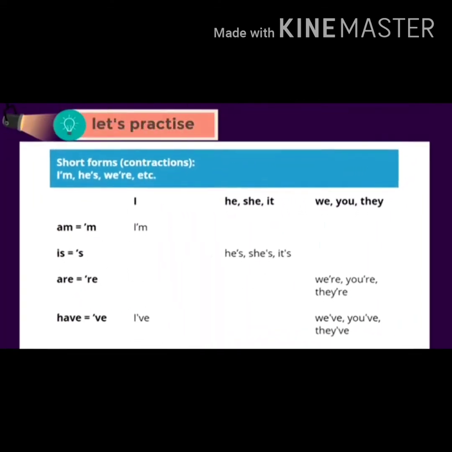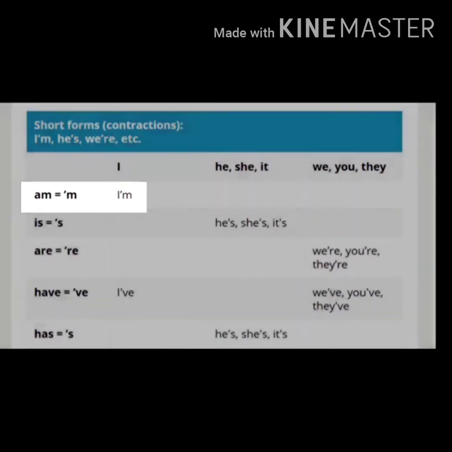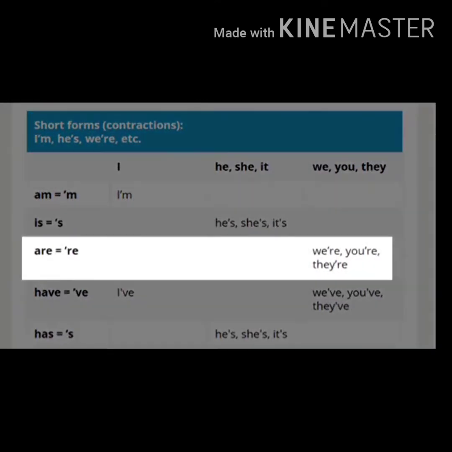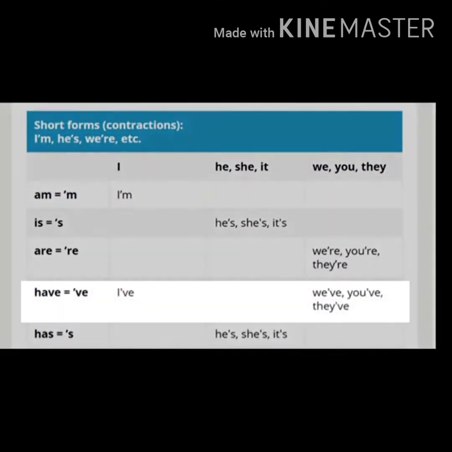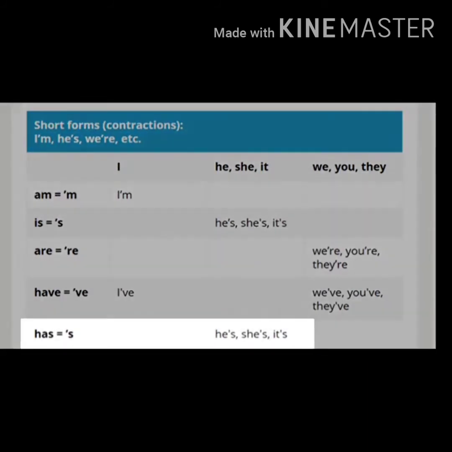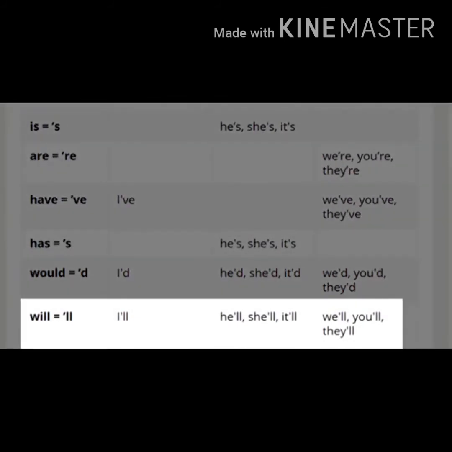For practicing, we are going to see some important contracted forms once again. I'm, is, he's, she's, it's, are, we're, you're, there, have, I've, we've, you've, they've, has, he's, she's, it's, would, I'd, he'd, she'd, it'd, we'd, you'd, they'd, will, I'll, he'll, she'll, it'll, we'll, you'll, they'll.